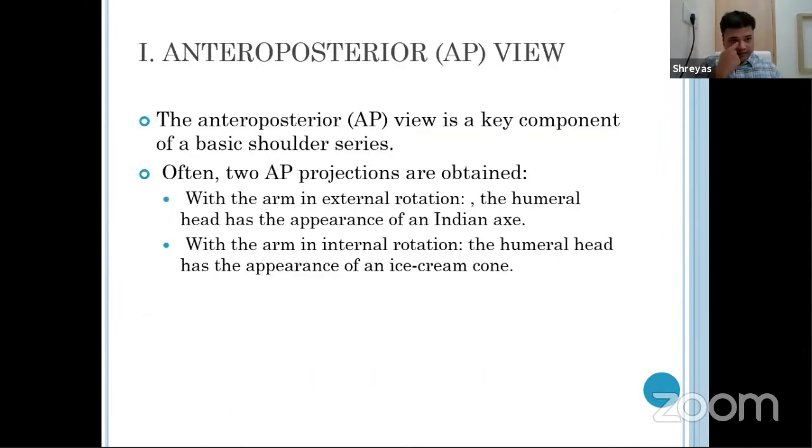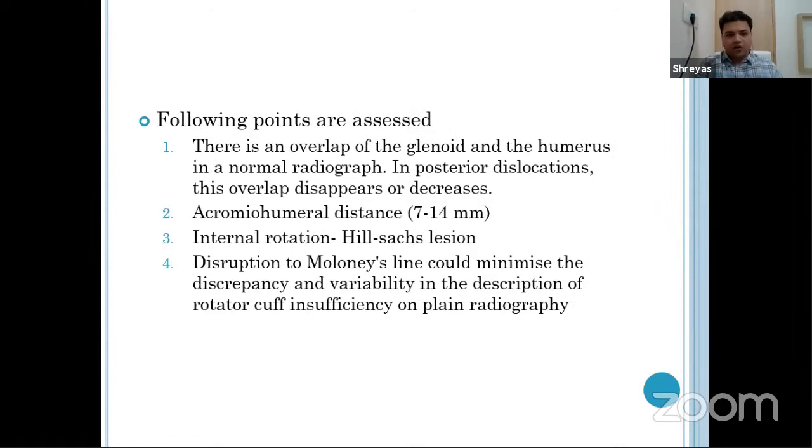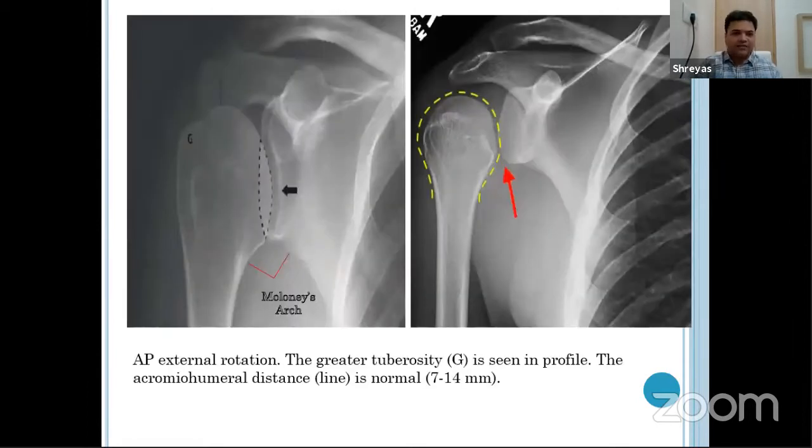Let's go to the first view, the anterior-posterior view. It is a key component of the basic shoulder series. Often the AP projections are obtained either with the arm in external rotation or in internal rotation. The following four points are assessed. First, both the glenoid and humerus are retroverted. In the AP view, there is an overlap between the glenoid and humerus. If this overlap decreases or disappears, it mainly occurs due to posterior dislocation of the humerus.